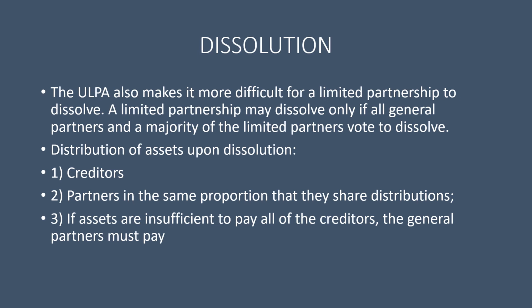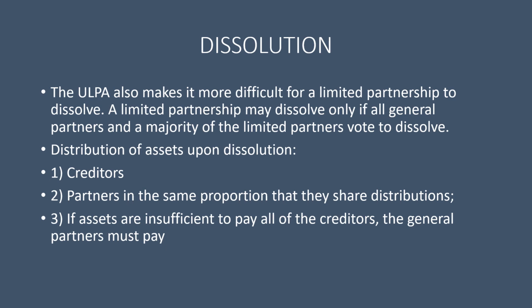The way the assets get distributed upon the dissolution of a limited partnership is to first pay all the creditors. Once again, creditors are always in the first position. Then the balance of the assets that are left after the creditors are paid are distributed to the partners in the same proportion that they share in profits. So this would be the proportion of their investment in the limited partnership.